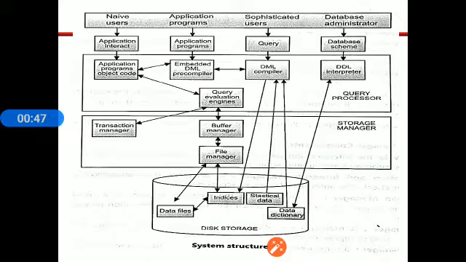At upper level you can see different types of users like naive user, application programs, sophisticated user and database administrator. Naive user interact by using application programs or invoking some application programs. Application programmers write some application program to interact with the database. Sophisticated user interact with the database by writing the queries, and database administrator interact by writing the database schemas. So that is user level.